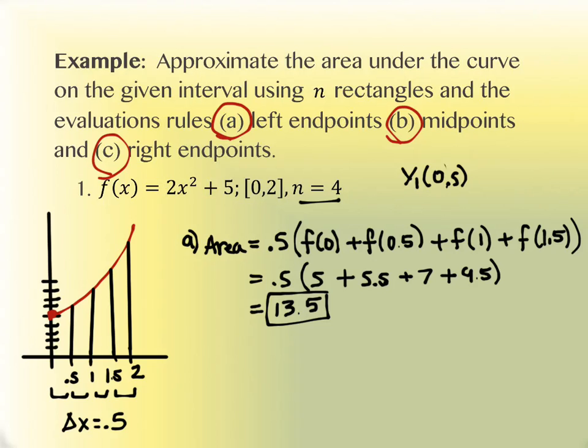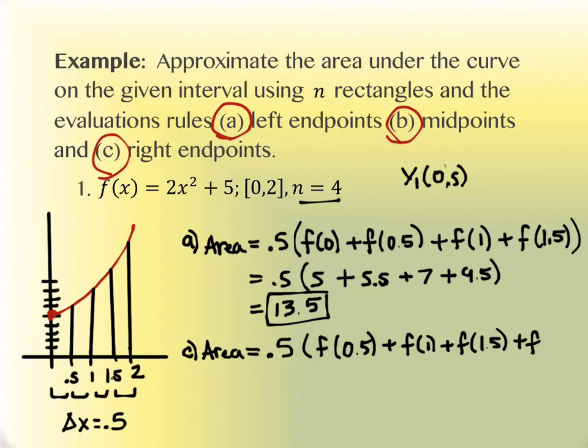We're going to skip part B, we'll go back to it, and we're going to do part C and find the area. So we need to write it down first. The width of all these rectangles is still 0.5. That didn't change. But what are the different x values that we're calculating the heights at this time? We're going to start at f of 0.5, and end in f of 2. So this is f of 0.5, f of 1, f of 1.5, and f of 2.